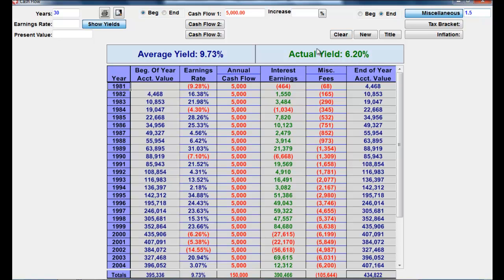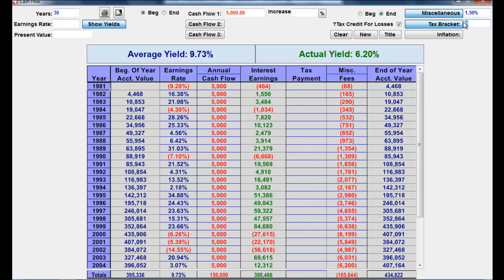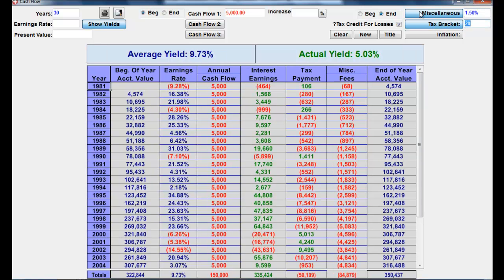Now, if this is a non-qualified asset, you're going to have to pay some taxes associated with this. Some short-term capital gains, some long-term capital gains. So let's add in a mix and say it's 20%. So if you have 20% that you're paying on taxes on your gains during those years, now your actual yield goes down to 4.12%.